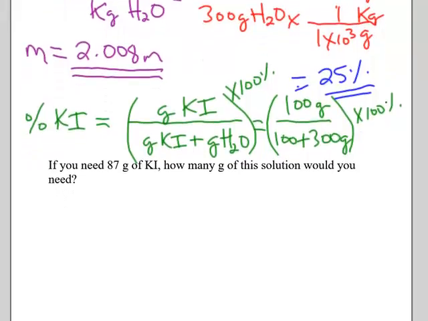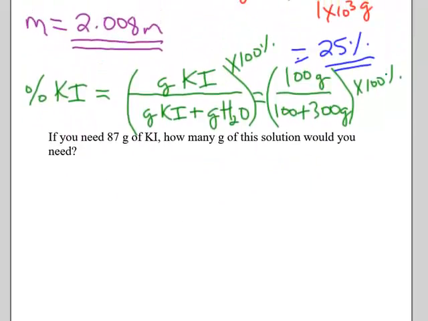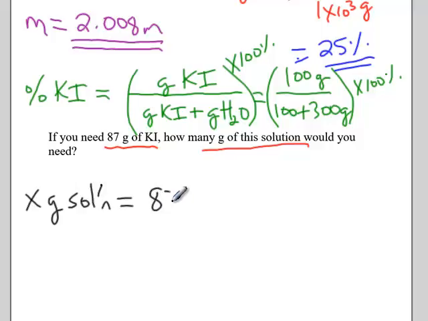Remember, conversion factors always have 2 units. So these may not look like they have 2 units, but we'll see in this next problem how we're going to use them and take advantage of the fact that they do have 2 units. So in this problem, we're using the same solution that we had in the previous problem, but now we want to measure out just 87 grams of potassium iodide. And the question is, how many grams of solution do we have to measure? So that's our unknown, x grams of solution. Set that equal to our known, 87 grams of potassium iodide.